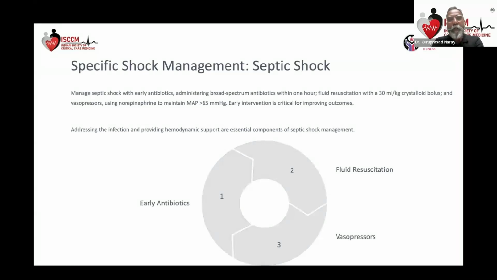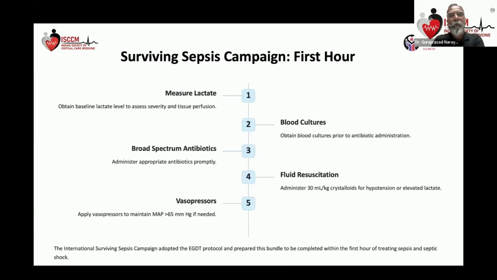In septic shock, early antibiotics are necessary, then fluid resuscitation. If the patient is not responding once you have given enough fluids, then a vasopressor is used. This is what the Surviving Sepsis guidelines say: in the first hour, you measure lactate, draw blood for cultures, give broad-spectrum antibiotics, and resuscitate the patient with 30 ml per kg of crystalloids. If the patient's MAP is below 65, you start vasopressors. And even with a vasopressor, if the patient doesn't respond, then you can use steroids.